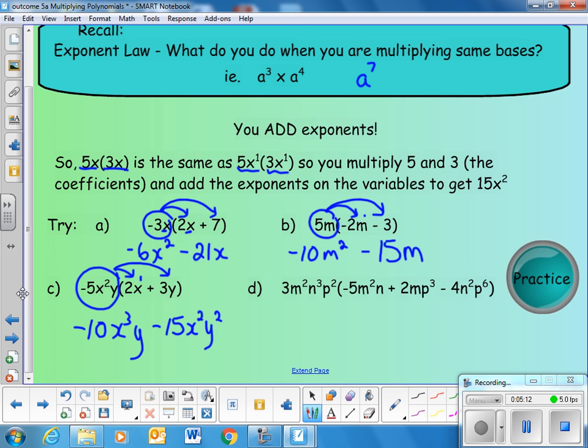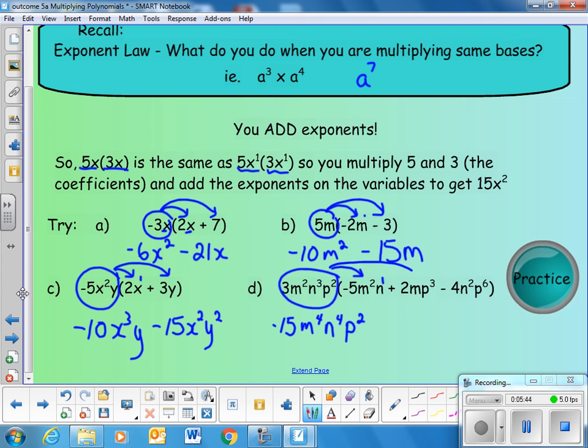Last example for today, taking this monomial out front and multiply it times each term in the brackets. So multiply the coefficients. 3 times negative 5 is negative 15. For the m's, we're going to add the exponents. 2 plus 2 is 4. For the base n, we're going to add the exponents. 3 plus 1 is 4. And for base p, we have 2 plus 0 is just 2.